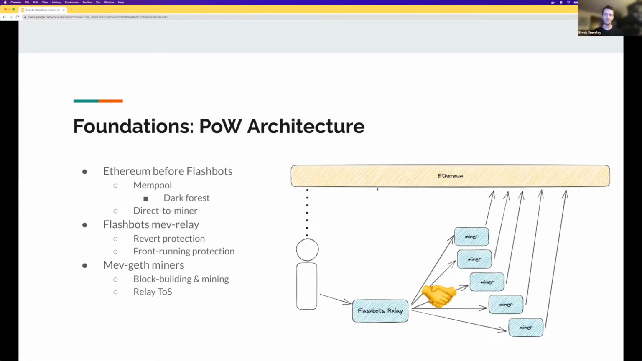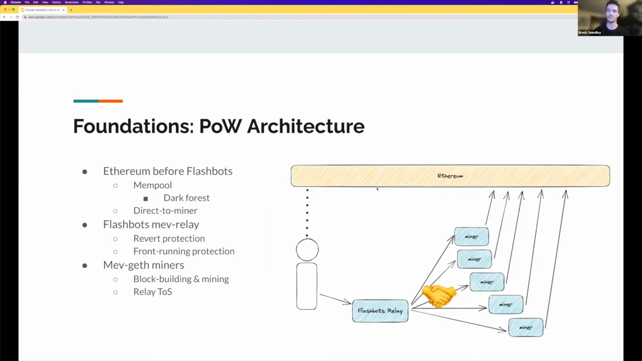To understand searching on Ethereum and Flashbots in general, we have to understand the architecture of Ethereum without Flashbots. Before Flashbots, there were basically two ways to send transactions to Ethereum. It was either through the mempool or direct to miner.